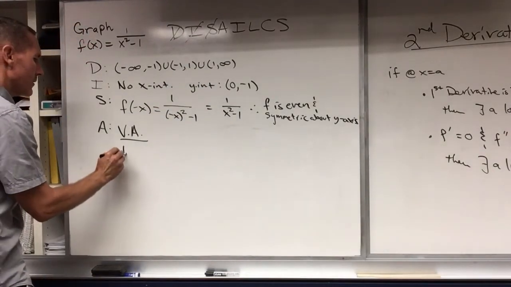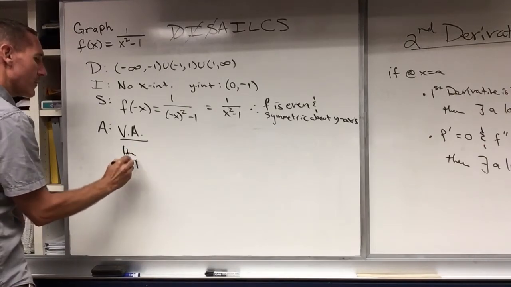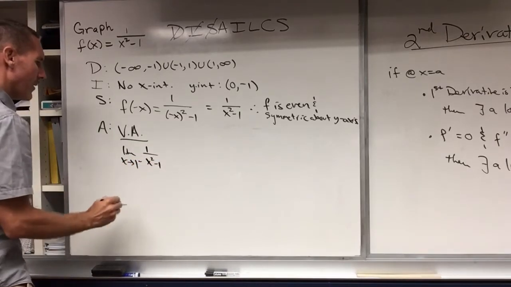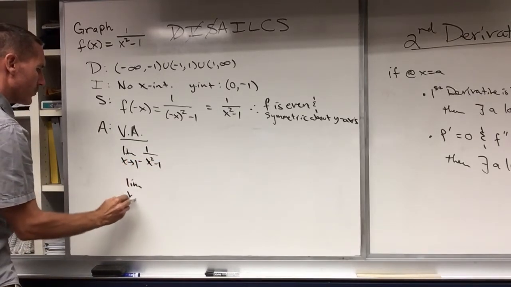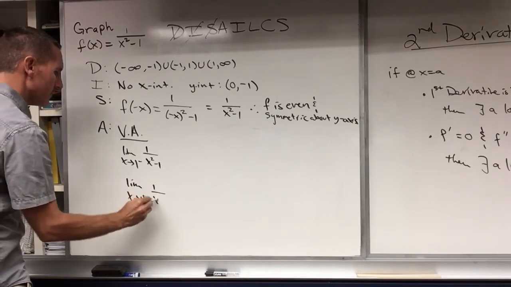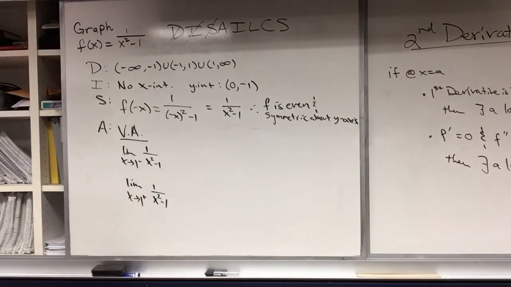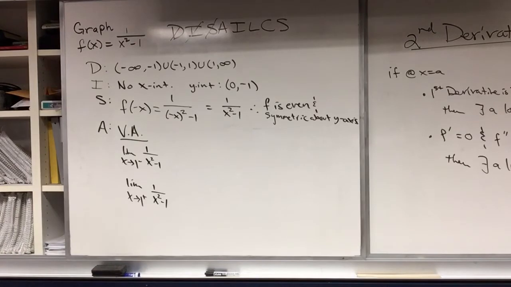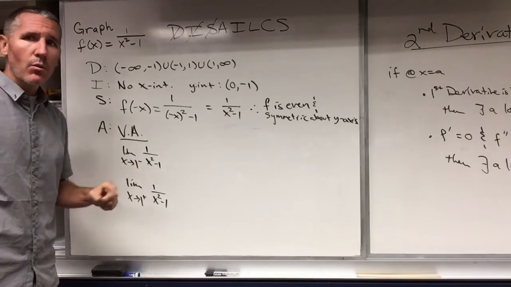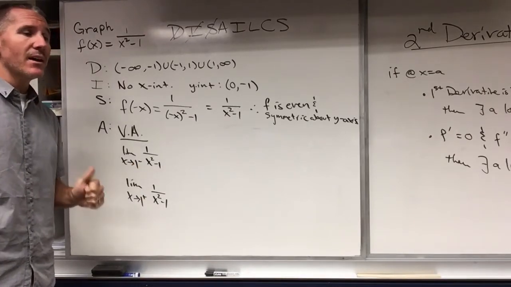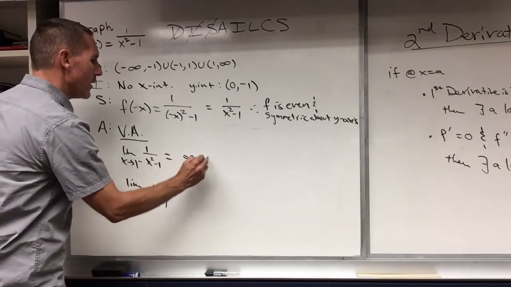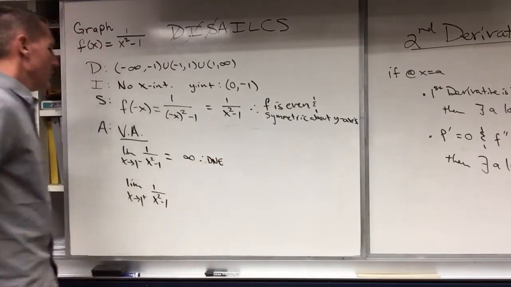So I'm going to take the limit as x approaches 1 from the left, and I'm also going to take the limit as x approaches 1 from the right to see what we have. When I try direct substitution, I get 1 divided by 0. Now 1 divided by 0, remember, is not a terrible thing. That tells me that it's going to go to one of the infinities. I don't know which infinity it's going to go to, so let's check that out.